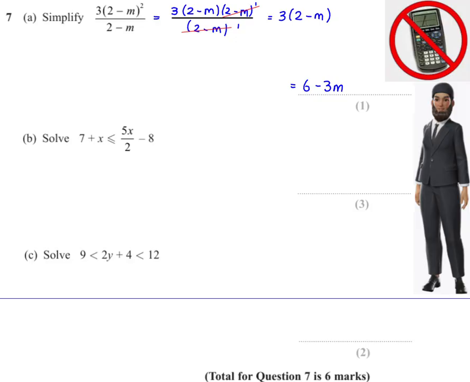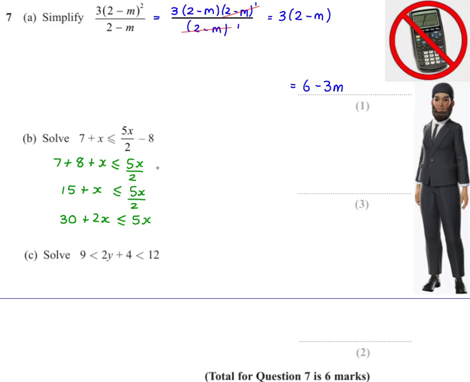Let's move over to part B. Over here, I would recommend we add 8 to both sides, so you get 7 plus 8 plus x is less than or equal to 5x over 2. And then what we'll do, 7 plus 8 is 15, so you get, let's simplify that, 15 plus x is less than or equal to 5x over 2. And then let's multiply each term by 2. 15 times 2 is 30. 2 times x is plus 2x is less than or equal to 5x.